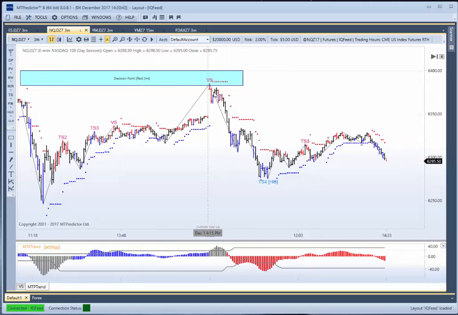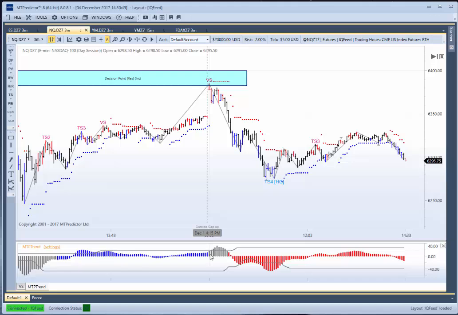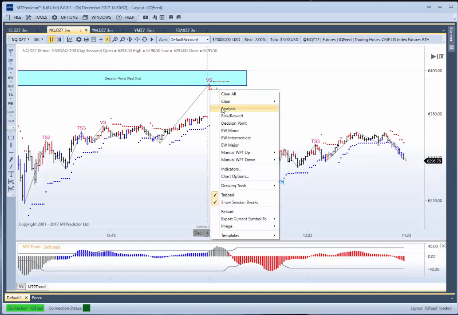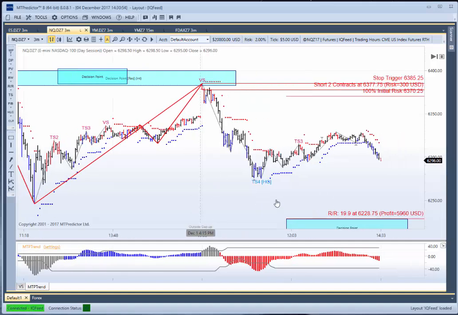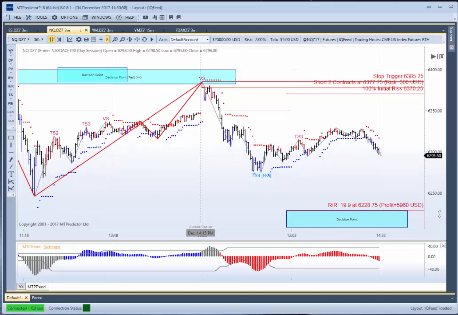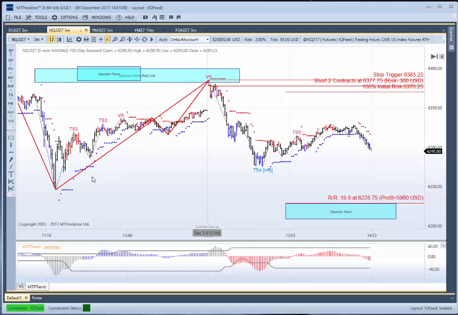We actually got an automatic VS sell setup on a black MTP trend, so this would have been a valid setup for MTPredictor customers. So we right mouse click, do analysis, and you can see actually our main target for this is right the way down here. It's actually the DP of this last major pivot here.